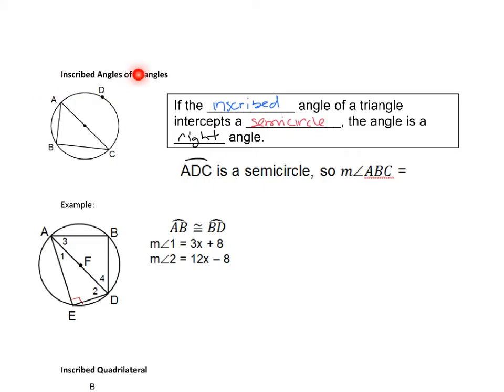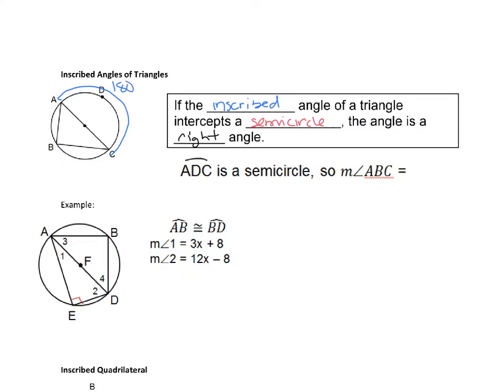All right, so now let's say we're looking at inscribed angles of triangles. Yay, I know, your favorite shape. What it's basically stating here is, if the inscribed angle of a triangle intercepts a semicircle, and we should hopefully recall that semicircles are created by diameters. So you can see here AC is the diameter, then the inscribed angle is going to be a right angle.